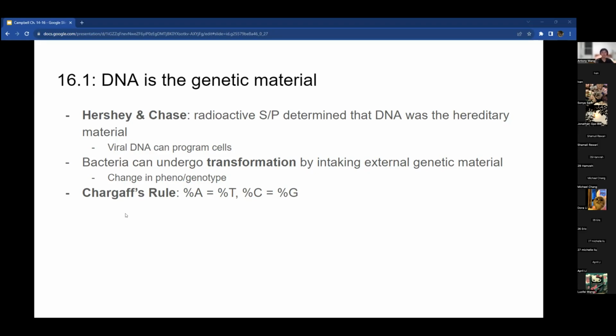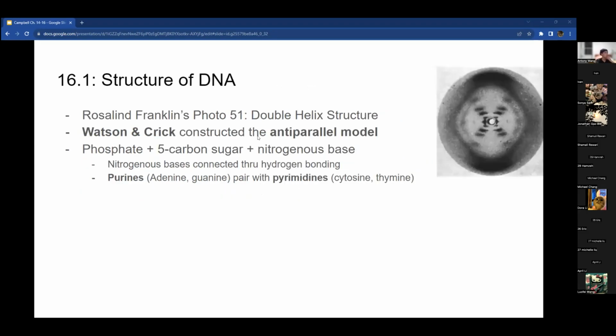Chargaff's rule. This is something that you should just know based on intuition. It says the amount of adenine is equal to the amount of thymine. The amount of cytosine is equal to the amount of guanine. This is just because these two are base pairing. So every single time you have an adenine, it will be paired with a thymine in the DNA. Yeah, structure of DNA. Rosalind Franklin's photo 51.